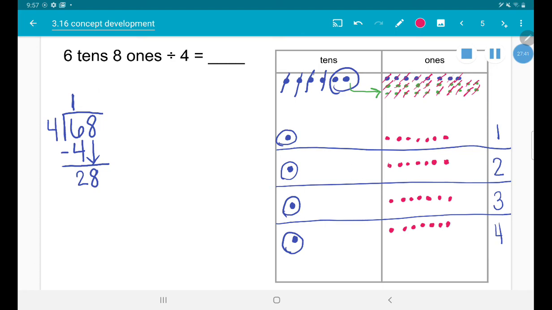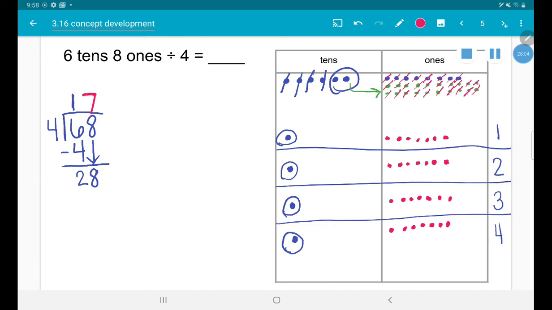All right, so how many are in each group, Dylan? 7. Where does that 7 go in our problem? Okay, I don't have any left over. Where do I put my 7? It was up top, right? Right in the ones place on the top. Right here. So it'll become a 17.